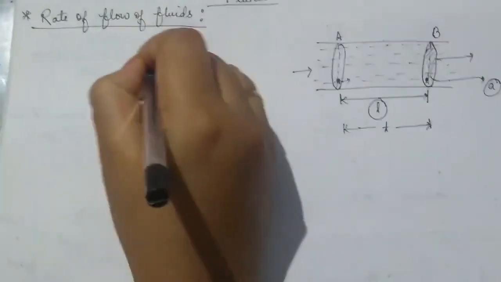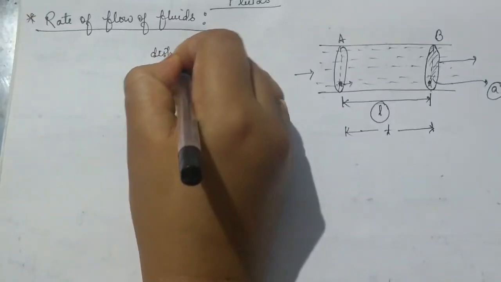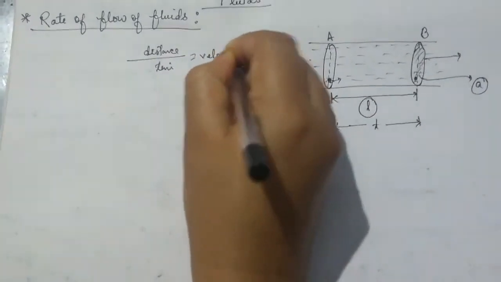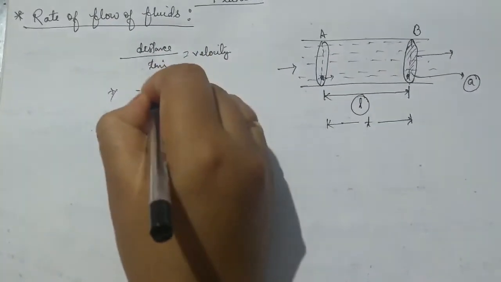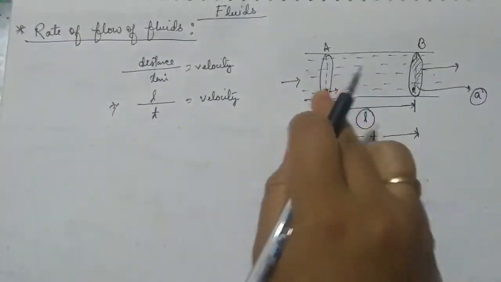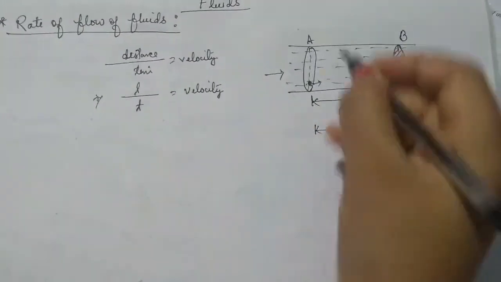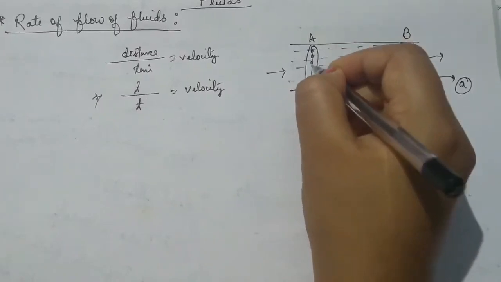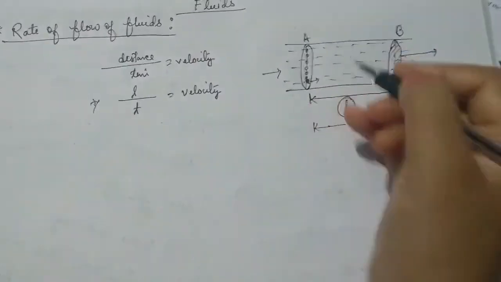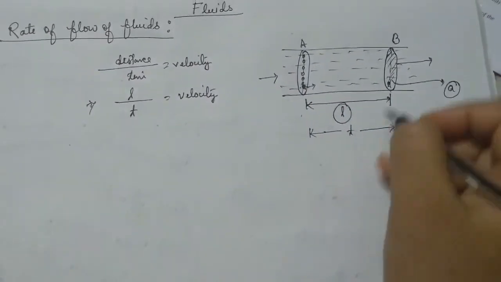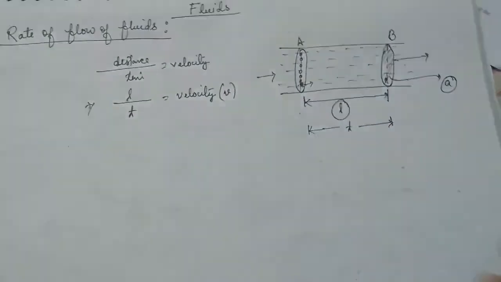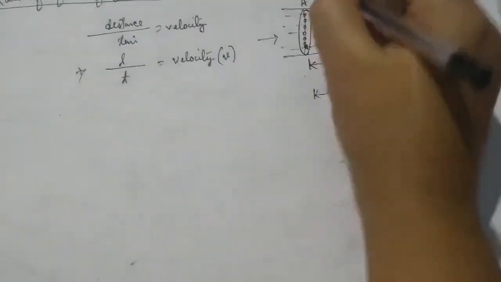So you know that distance divided by time is nothing but what? Velocity. So distance is l, time is t, this is velocity. So this is the velocity of this particular liquid molecule. So all the liquid molecules that had reached this particular section A at time t equal to 0 will, by the time it is t, reach here, isn't it? That means all these molecules have a velocity of v.